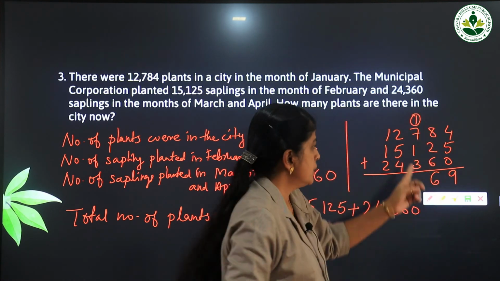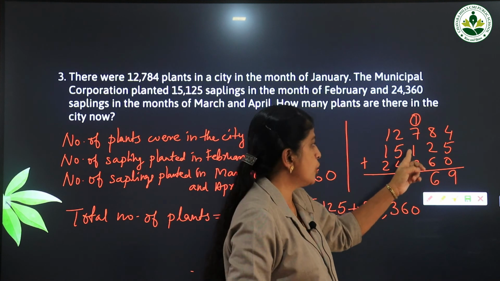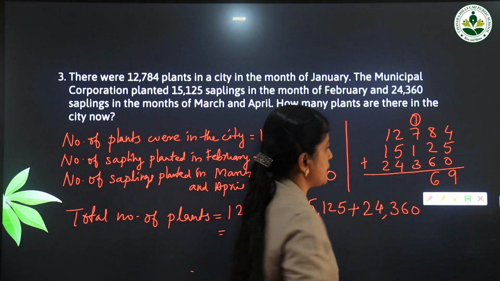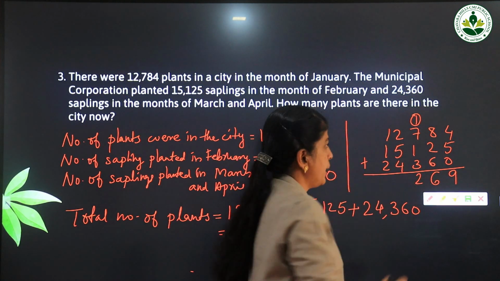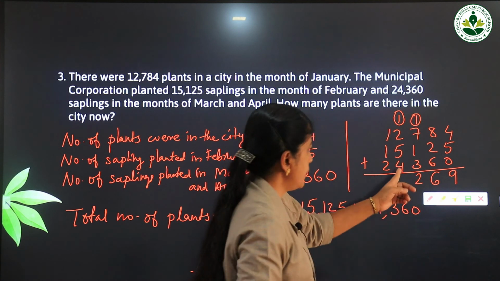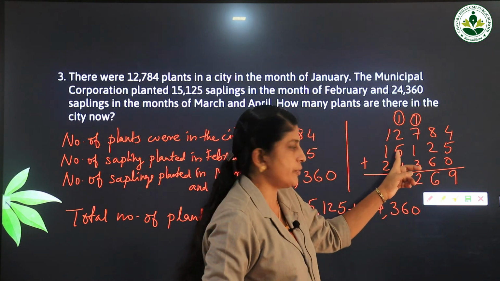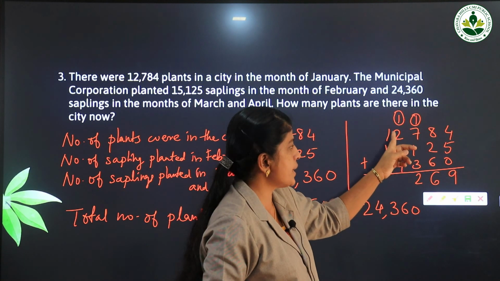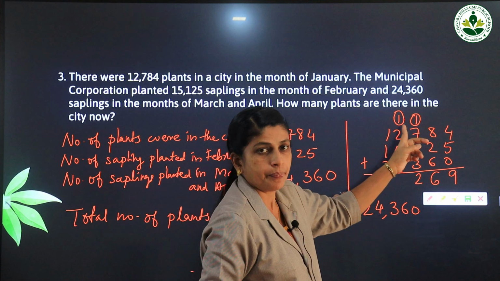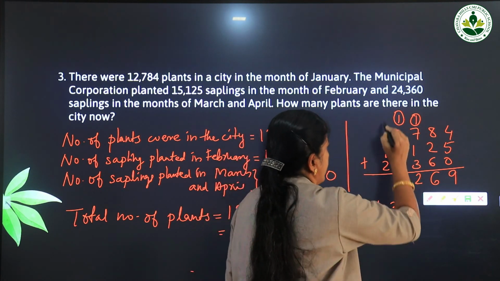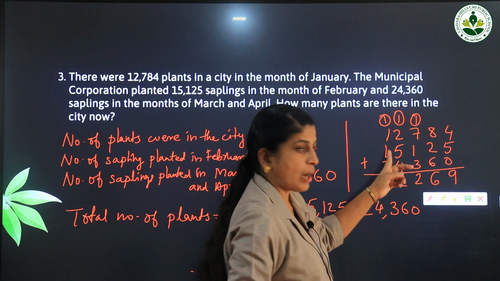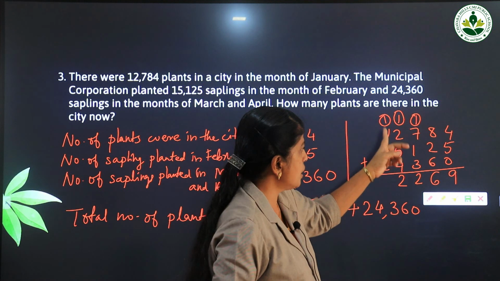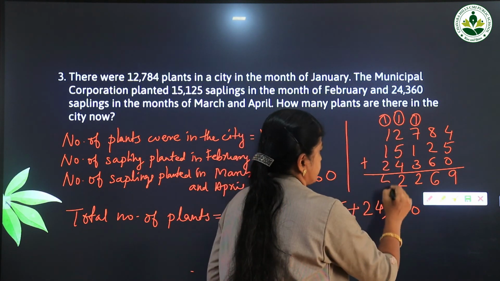Remainder 1. 3 plus 1, 3 plus 1 is 4. Then 4 plus 7, 4 plus 7 is 11. 11 plus 1, 12. Remainder 1. Then 4 plus 5 is 9. Then 9 plus 2 is 11. 11 plus 1 is 12. Again remainder. Then 2 plus 1 is 3. Then 3 plus 1 is 4. 4 plus 1 is 5.